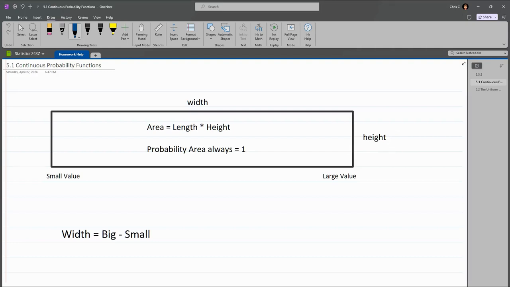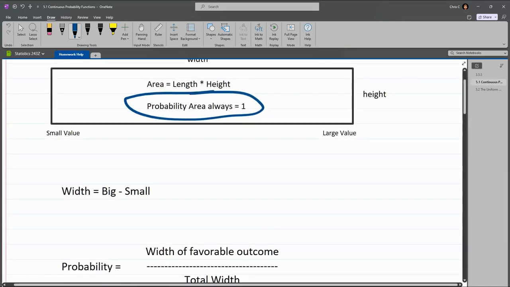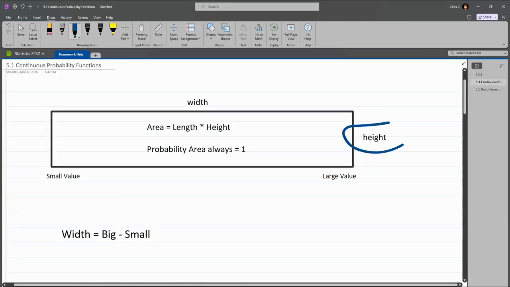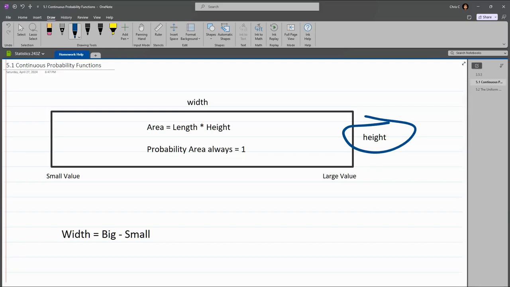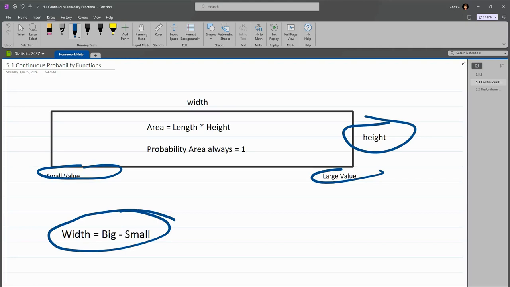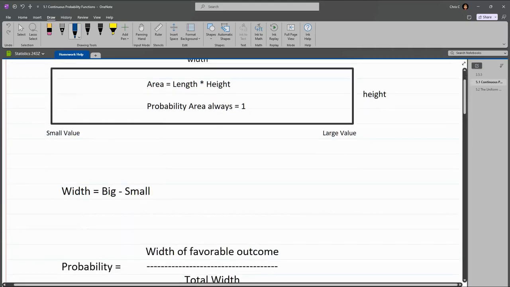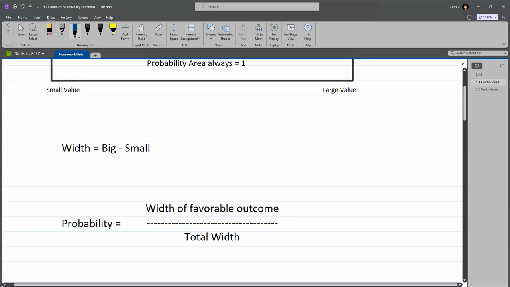All of these are going to be rectangles, so our area formula is length times height, or width times height. Our probability area always has to equal one, so generally the height is just going to be one divided by the width. So if the width is three, the height would be one third, and the way you compute the width is always big minus small. So you take the larger value and subtract the smaller value. We'll do examples that cover all this in the videos I'll record next.